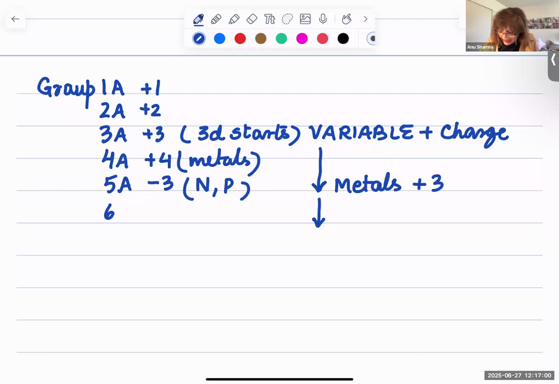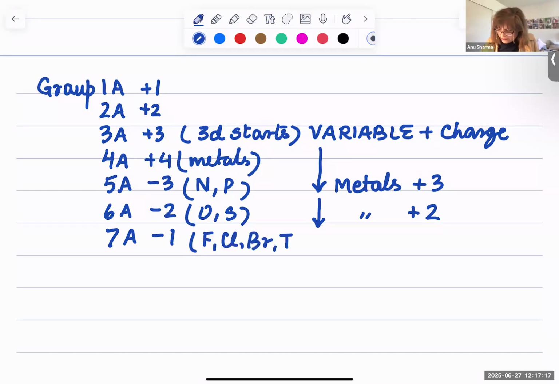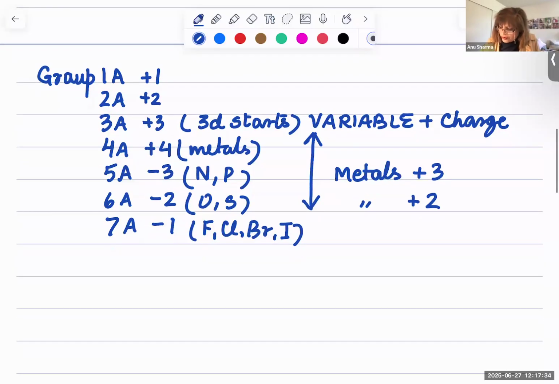Then comes 6A, which is -2. -2 is for oxygen and sulfur. But for the metals, it will be +2. 7A is -1. That's for fluorine, chlorine, bromine, and iodine. And that ends here, actually. All these, there is a set of variable charges that lie in this category. And then, of course, the non-metals, and the noble gases, the number 8A is 0.